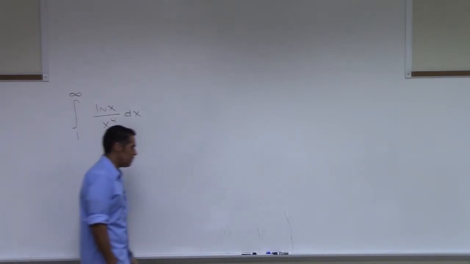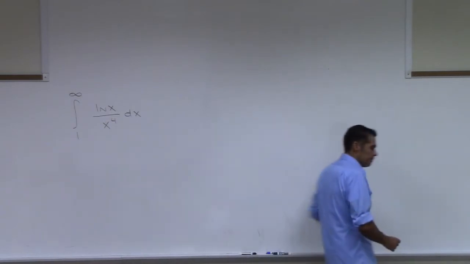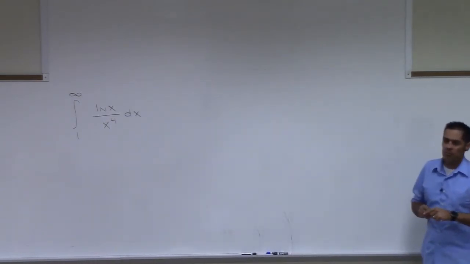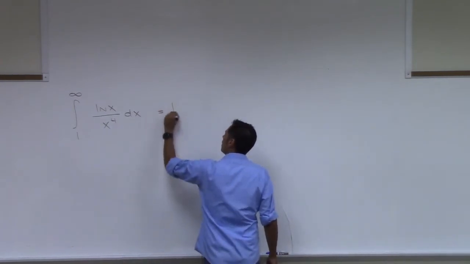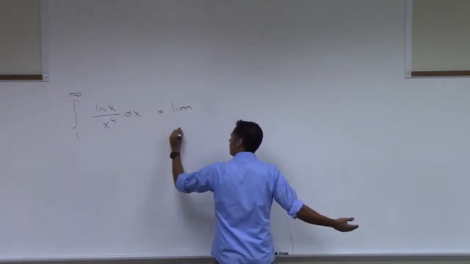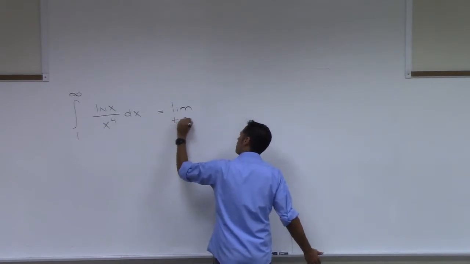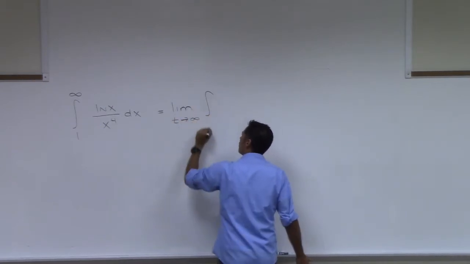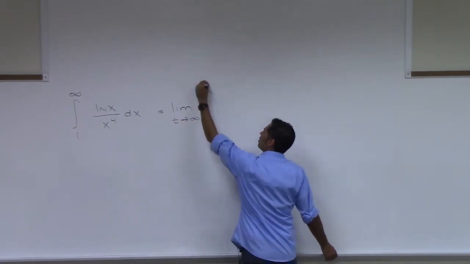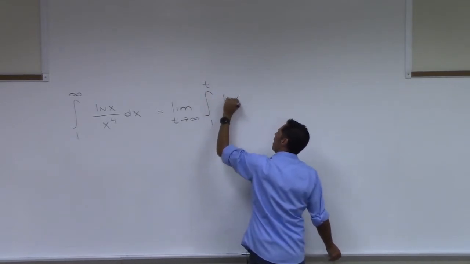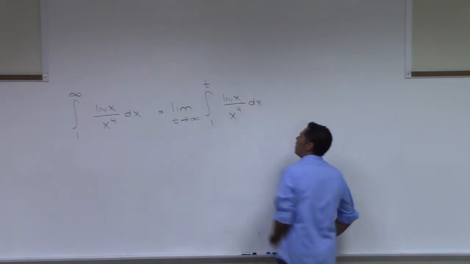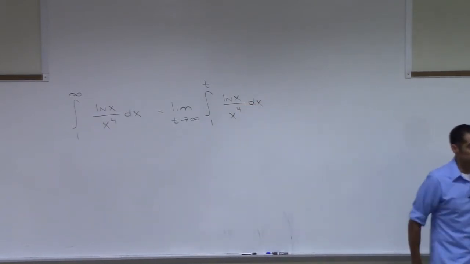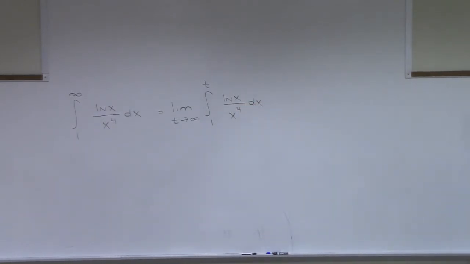So how do we handle type 1? Yeah, we're going to turn this into a limit. We're going to say this is equal to the limit as t goes to infinity of the integral from 1 to t, and then just rewrite. Like that. Now we've got that set up. Now we need to actually find the antiderivative.